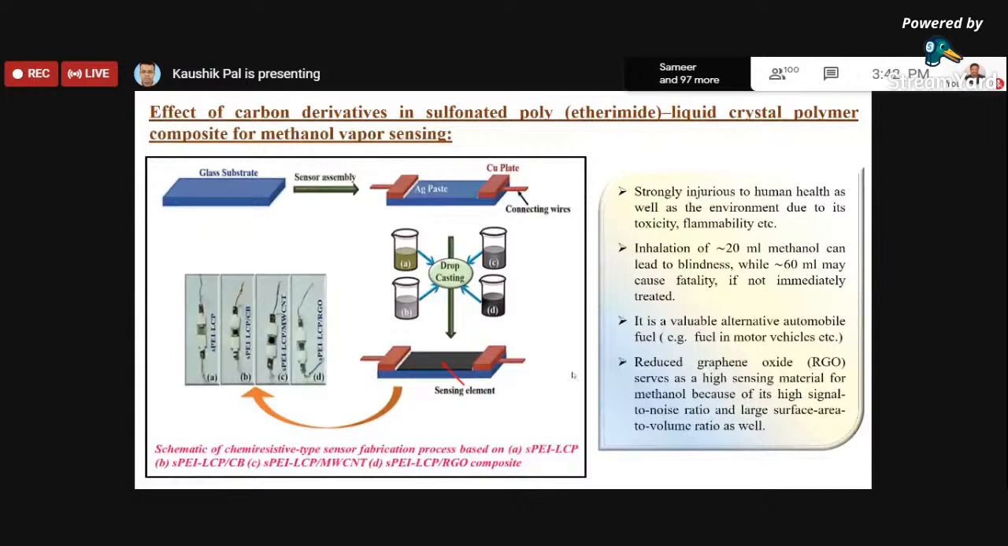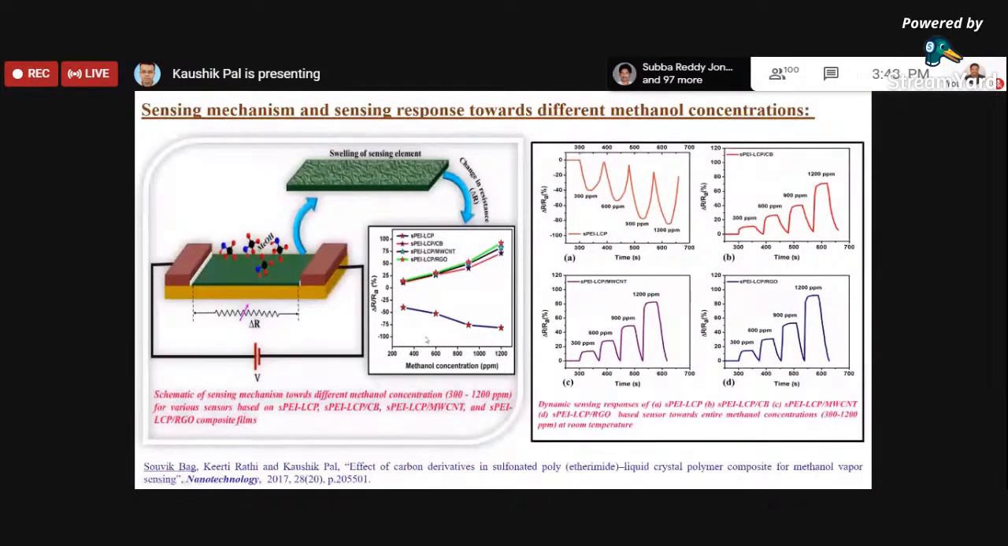So as I told already, this is the sensor mechanism and the sensing response. Basically, as the methanol concentration increases, the sensing response, or the percentage response, also increases. We have given a schematic of the sensing mechanism also. We have published these papers in Nanotechnology, so you can get all the details over there. Now we have seen a certain kind of dynamic sensing response in these particular cases too.